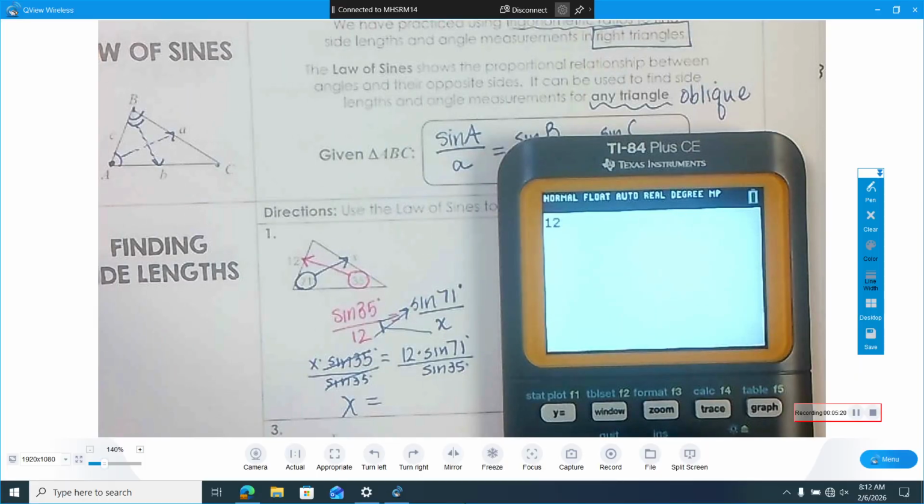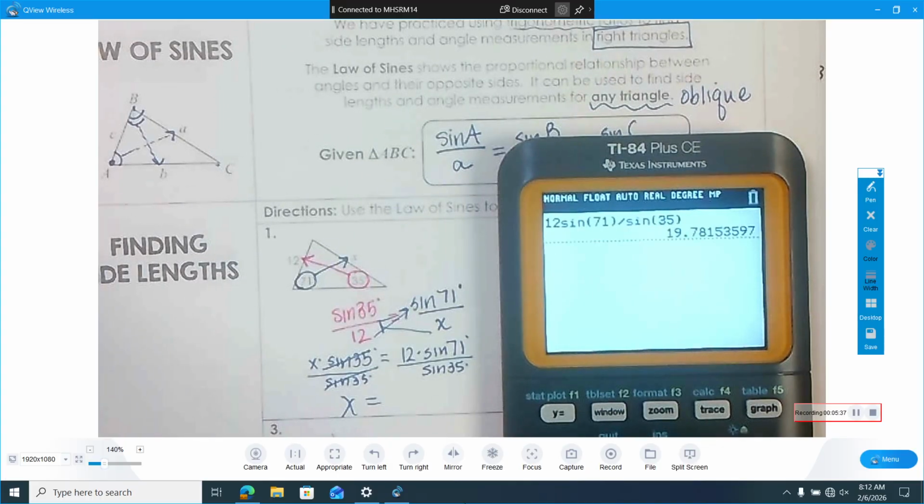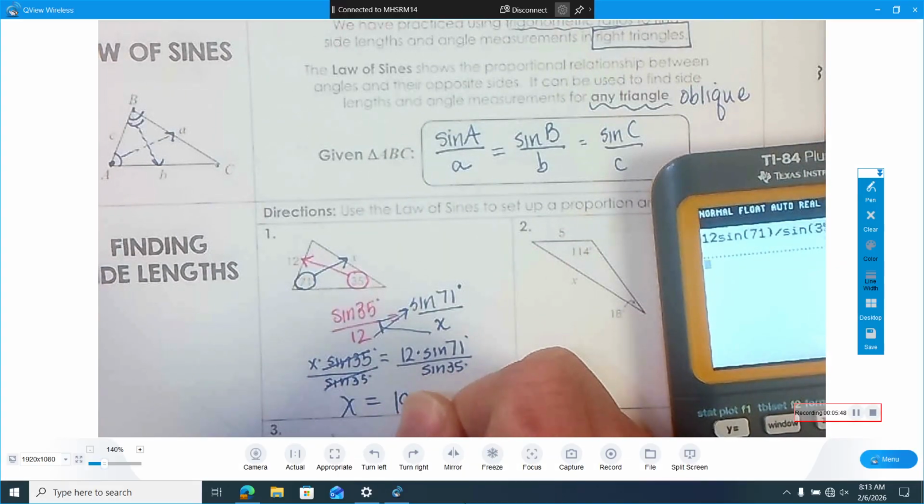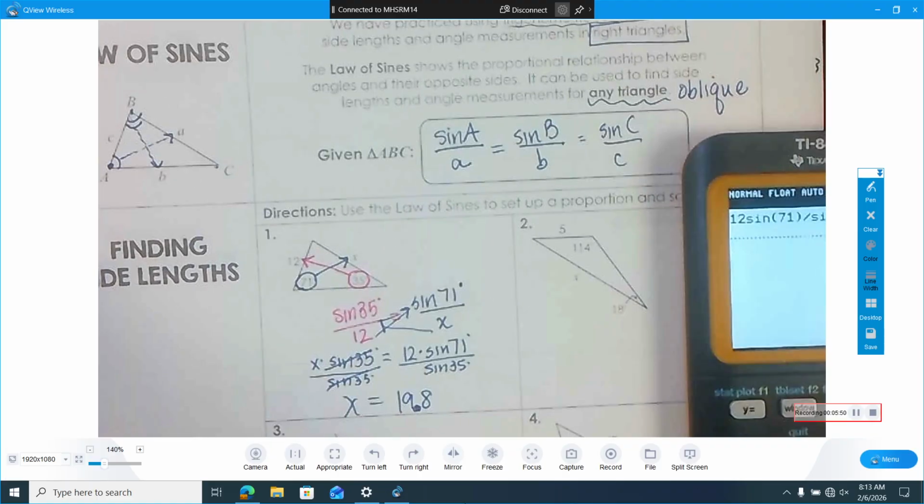So 12 times the sine of 71 is on top, and then I'm just going to divide by the sine of 35. You can type it in just like that: 12 times the sine of 71 divided by the sine of 35, all in one line. Let's round to the tenths place. What would we round to? 19.8. And that would be 19.8 units, whatever they are, if they're inches or feet.